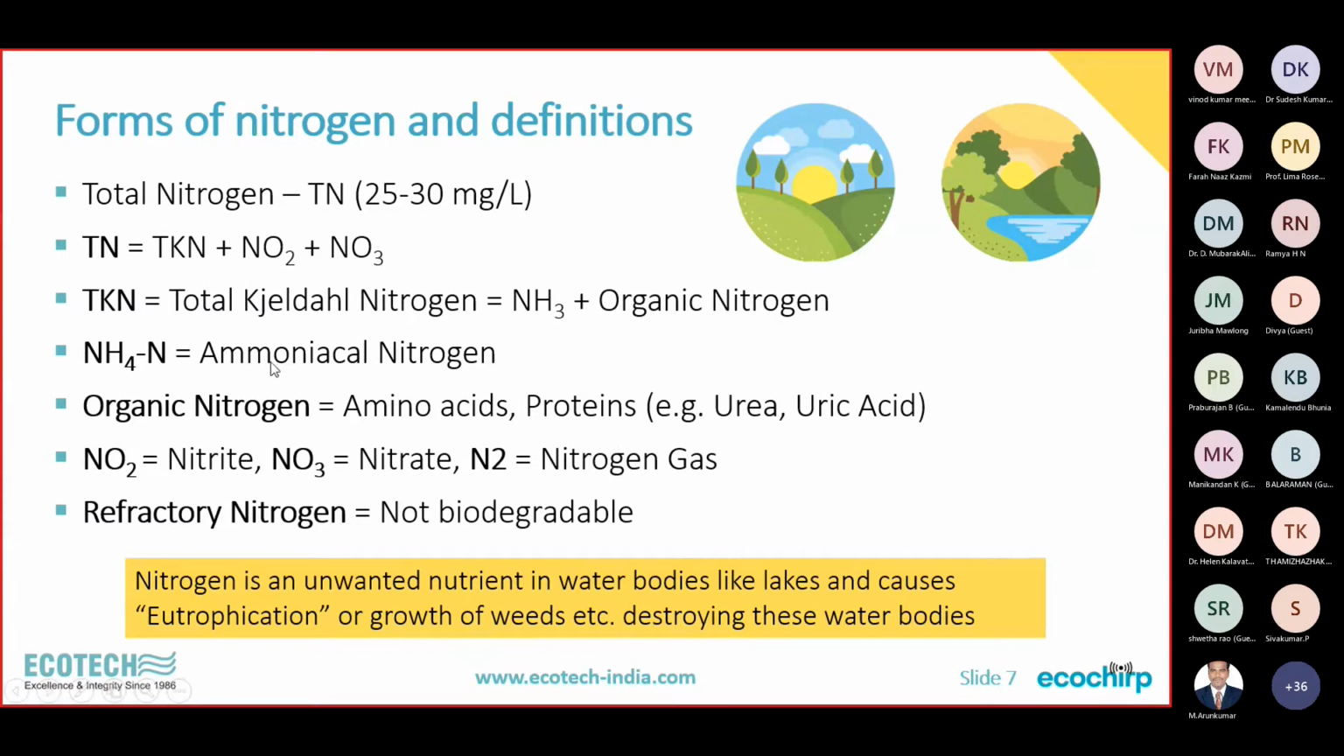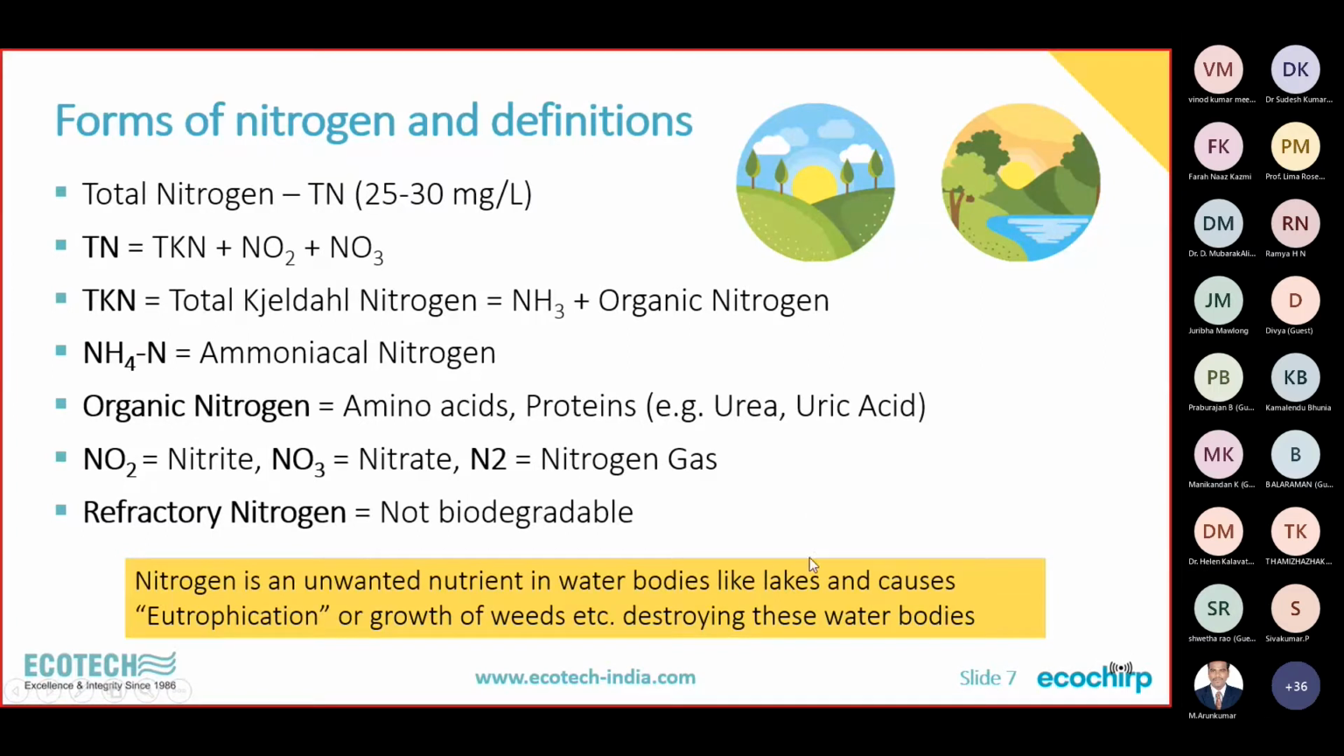Ammoniacal nitrogen is NH4-N, but I will use NH3 and NH4-N interchangeably. Typically, it will be in the form of NH4-N, ammoniacal nitrogen. Organic nitrogen consists of the amino acids and proteins, for example urea and uric acid, typically from human discharges in urine and so forth, from the toilets. Nitrite, NO2, NO3, nitrate, nitrogen gas.